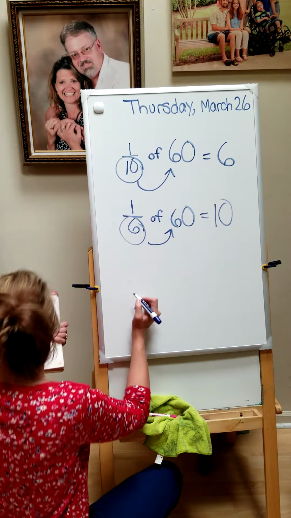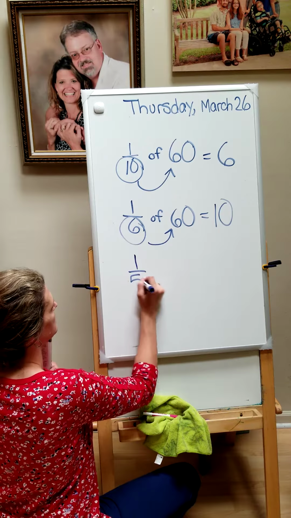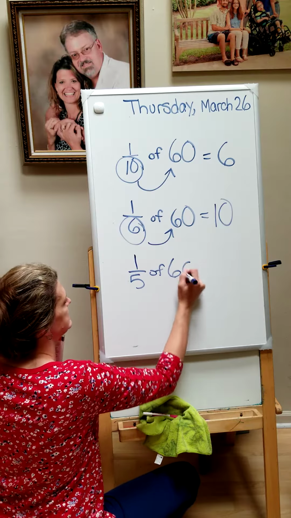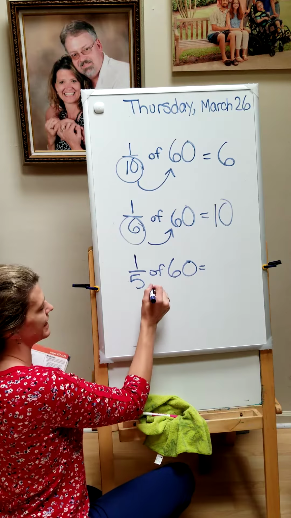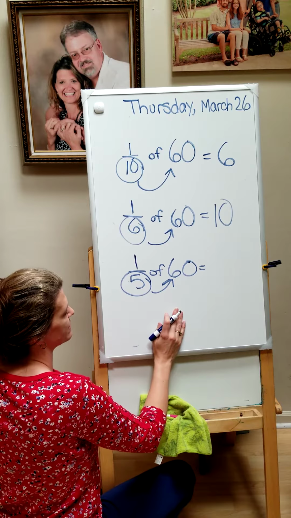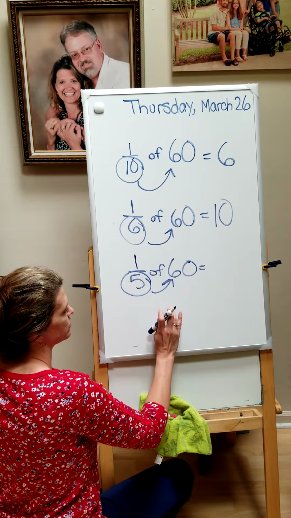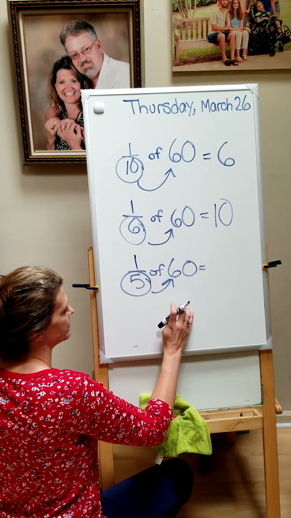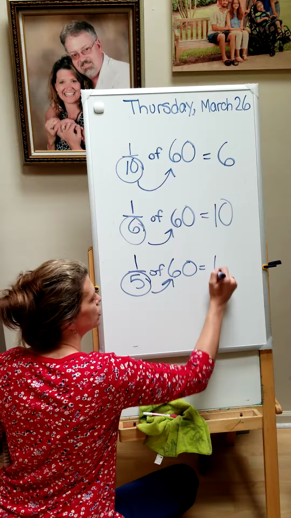Next one is 1/5 of an hour. 1/5 of 60 equals. So again, 5 into 60. If I were to count by fives, 5, 10, 15, 20, 25, 30, 35, 40, 45, 50, 55, 60. How many fingers is that? 12.